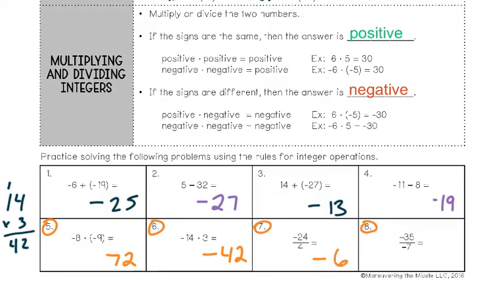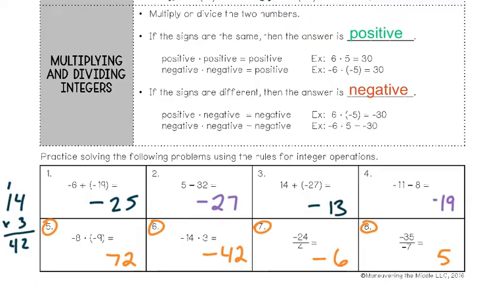Last one. The same thing. I have negative 35 divided by negative 7. It's a negative divided by a negative, so I know my answer will be positive. And then it's 35 divided by 7, which is 5. And that's it for our integer operations review.